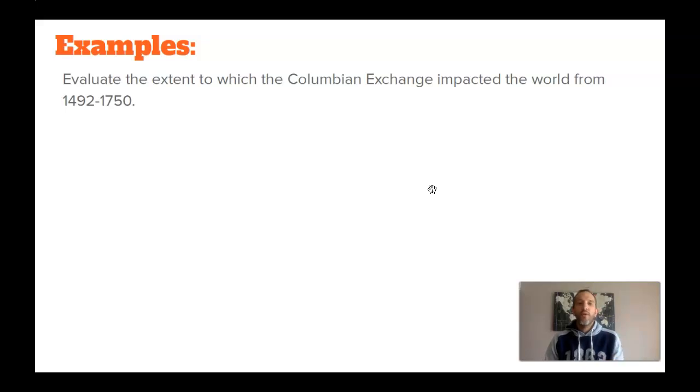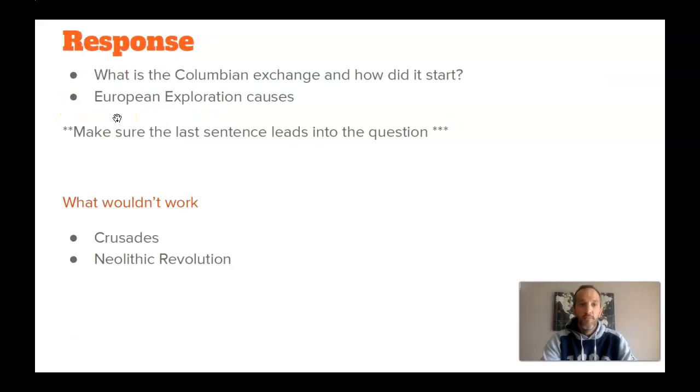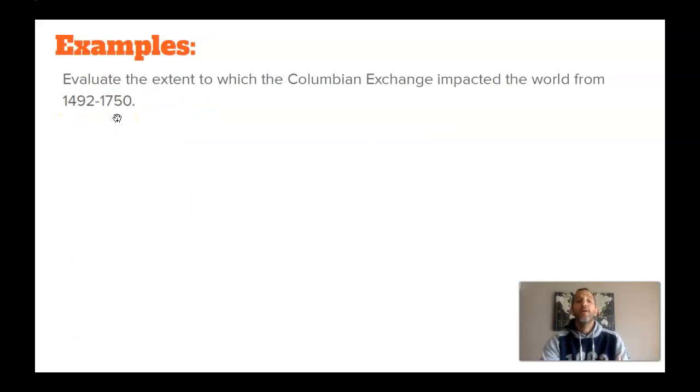So let's go into practical AP world history terms. This is a question: evaluate the extent to which the Columbian Exchange impacted the world from 1492 to 1750. So the key ideas here are Columbian Exchange, impacted the world, and there are dates. So in terms of response, before I even get to this, you want to set up the Columbian Exchange's impact. That's what the question is, Columbian Exchange, impact.